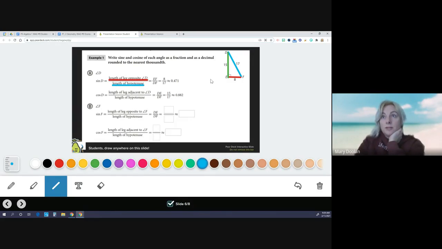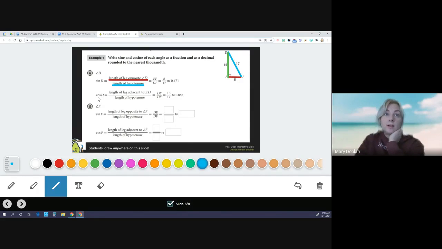And so if you write the letters that represent that, that's EF over DF. And if you plug in the values, it's 8 over 17. You simplify it and round it, we go from an equal sign to an approximately equal sign and get 0.471.